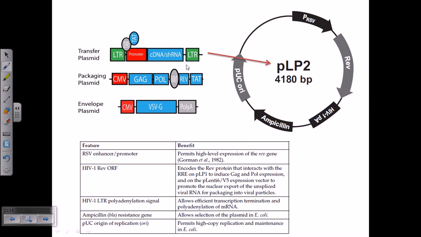Here you can see the LP2, designated as lentiviral plasmid 2. It has 4180 base pairs. What is required in this case is the RSV enhancer, which permits the high level expression of the rev gene.